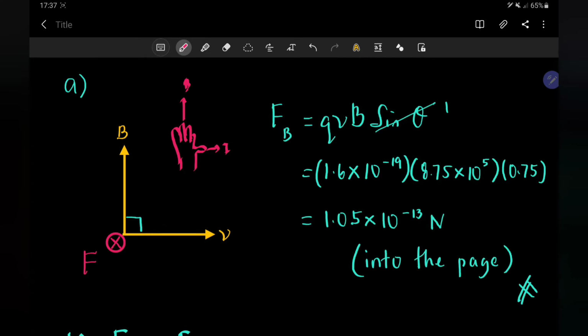To calculate its magnitude, F_B equals qvB sin theta, where theta is the angle between v and B. So v and B are perpendicular to each other, so the angle is 90 degrees. Sin 90 gives you 1, which is maximum. The q given is 1.6 × 10^-19. The speed is also given, and also the strength of the magnetic field. Then we substitute into the equation and calculate. You will get 1.05 × 10^-13 Newton, where the direction is into the page.